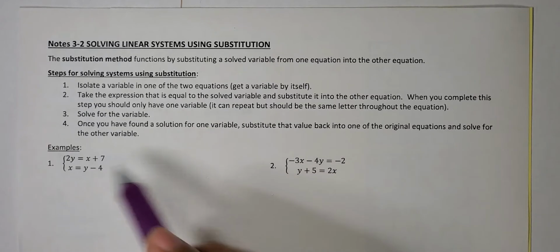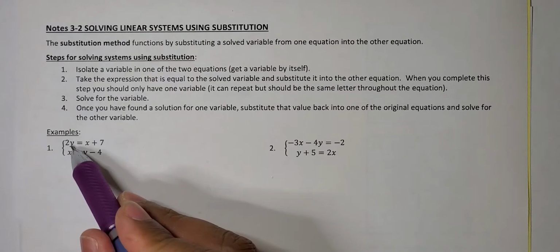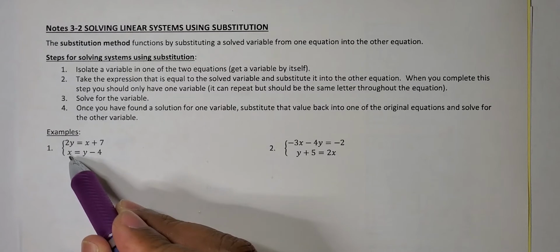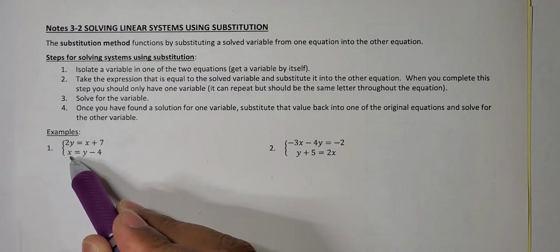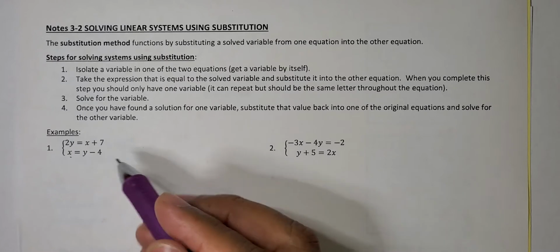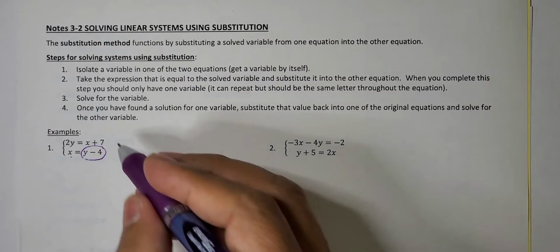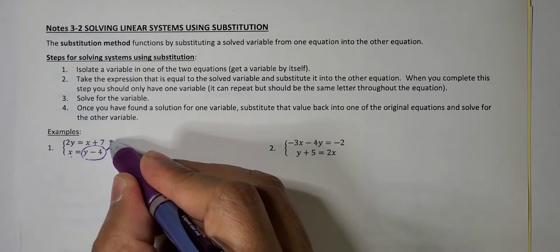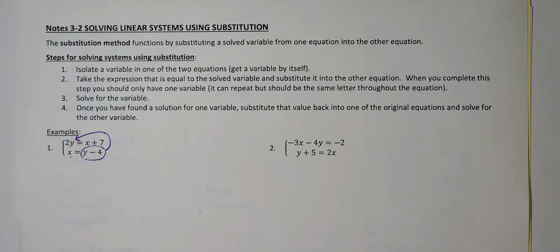So if you look at this example here, I see that this y has a 2 with it. So this is not just one variable, but the second one, see this one here, you have x by itself, and this is saying that x is equal to y minus 4. So this one is basically done for us. So let's see how this works. I'm going to use this one, and wherever I see an x in the other equation, I'm going to replace that x with y minus 4.